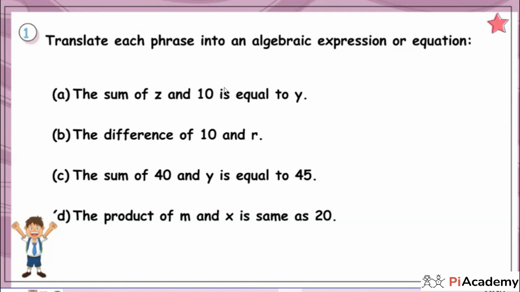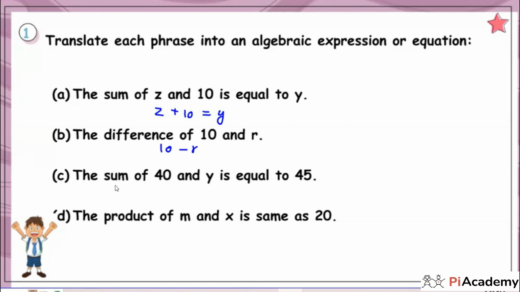So sum of z and 10 equals to y. It means you are going to sum them, okay? So z plus 10 equals to y. So that's clear, okay? Now the next one, the difference of 10 and r, okay? So difference of 10 and r, they are not saying which one comes first. So I'm writing in the same order, difference of 10 and r.